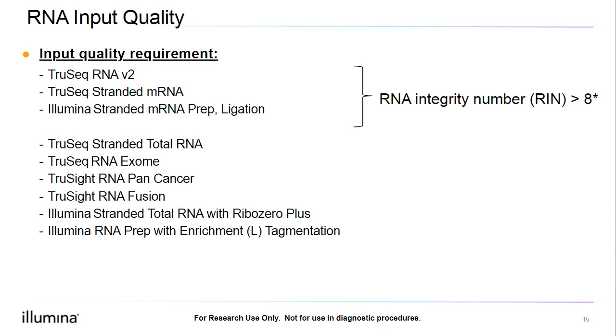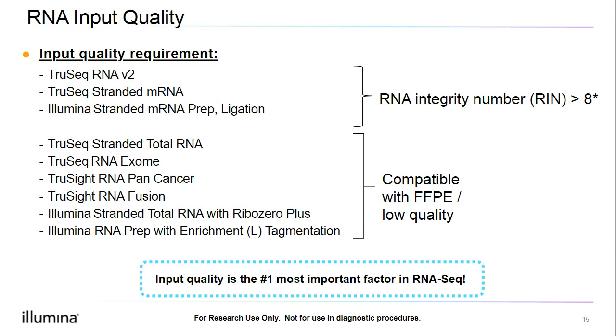Not all kits are compatible with FFPE samples. If we do have FFPE samples or samples with a RIN value less than 8, we recommend using either the TruSeq or Illumina Stranded total RNA, TruSeq RNA exome, Pan-Cancer Fusion kits, or the Illumina RNA Prep with Enrichment Tagmentation Kit. These have been developed to be well-suited with FFPE. Keep in mind that input quality is the number one most important factor for RNA-Seq, so we definitely want to check our input quality.